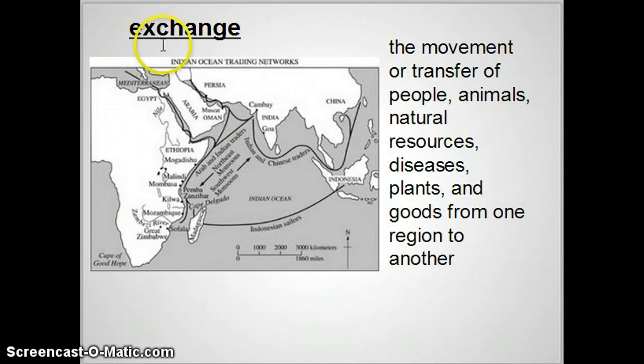The next term is exchange, and this is the movement or transfer of people or animals or natural resources, diseases, plants, or goods from one region to another. So this could have taken place, as this map shows, between India and Asia and Africa, throughout the Indian Ocean region. Exchange means that all of these examples, people, animals, natural resources, diseases, etc., are being transferred or moved from one place to another.